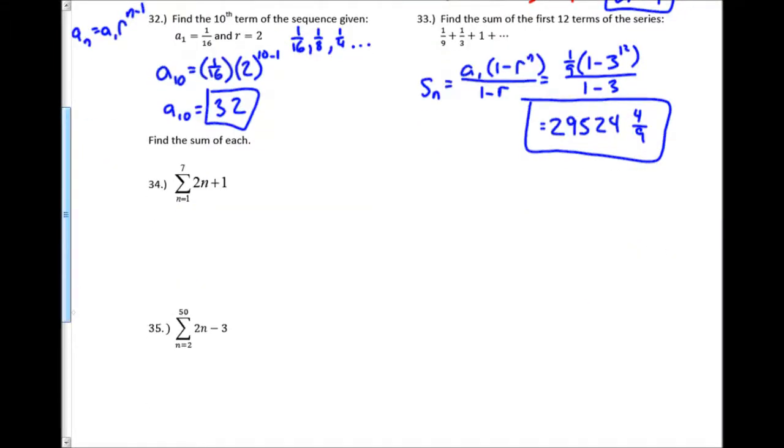If I look at the next one, sigma notation or summation notation. Remember, it gives me the starting value down here. That's what I plug in first. Gives me the ending value up here. So I start off by plugging a 1 in. When I plug a 1 into this thing, it gives me a 3.